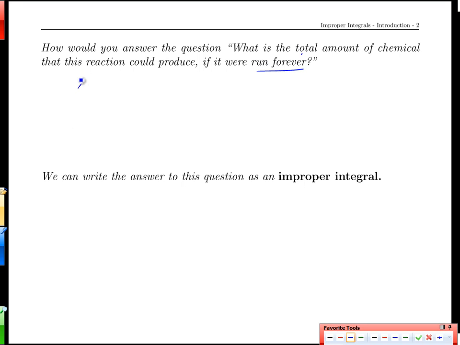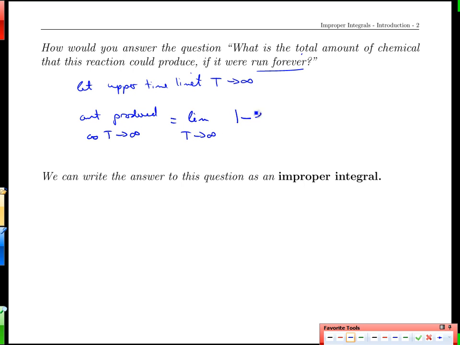To run forever would be letting our upper time limit, which was capital T, take the limit as T goes to infinity. So the amount produced as T goes to infinity would be the limit as T goes to infinity of what we found out. We produce 1 minus e to the negative capital T grams, but now we're going to ask what happens when T gets bigger and bigger and bigger.